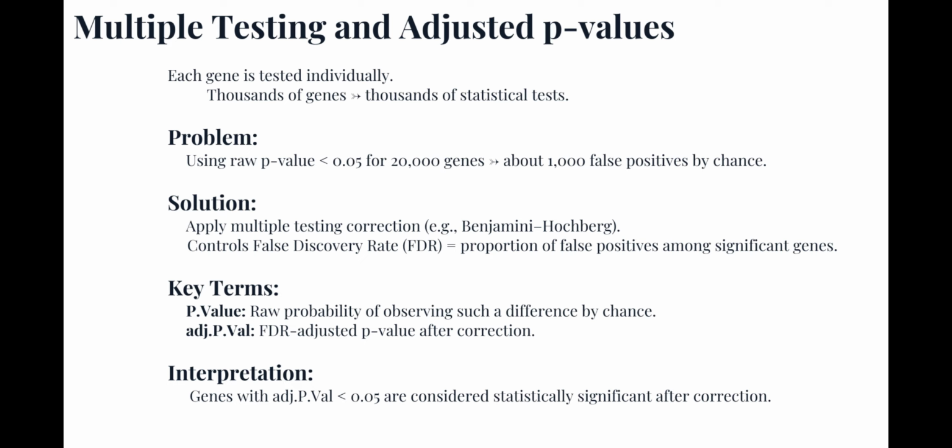So if a gene has a log FC equal to +1 but a p-value equal to 0.8, that means this two-fold change could easily be random, not a reliable signal. But if a gene has a log FC equal to +1 and a p-value equal to 0.001, that means this two-fold increase is very unlikely to occur by chance.